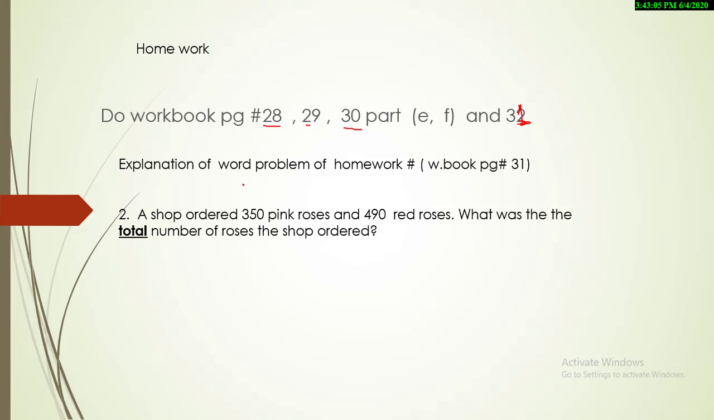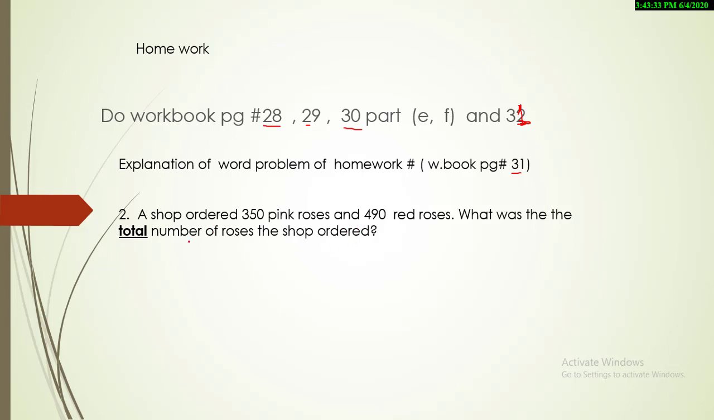Let me explain the page number 31 word problem that you will solve. So first read the word problem. A shop ordered 350 pink roses and 490 red roses. What was the total number of roses the shop ordered? It's a very easy word problem.